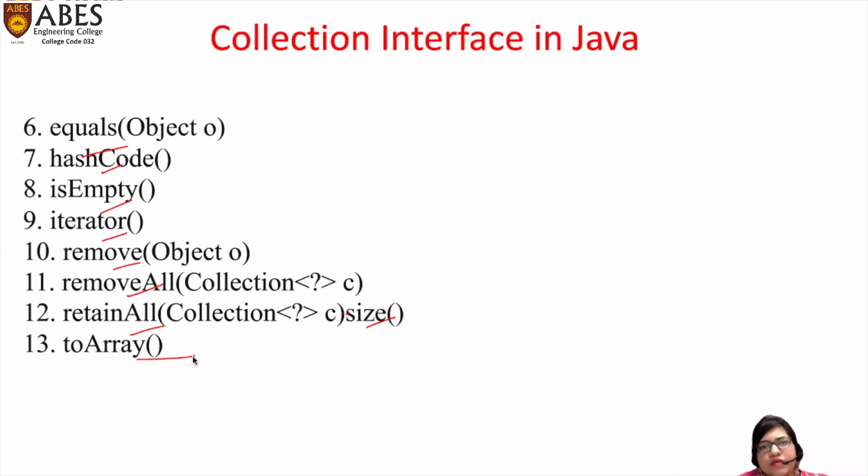So it's all about the Collection interface and its methods in Java. As I already told you, the Collection interface doesn't implement any methods directly, but you can use all these methods with any concrete classes, for example ArrayList, LinkedList, etc. So it's all about the Collection interface and the Iterator interface in Java.